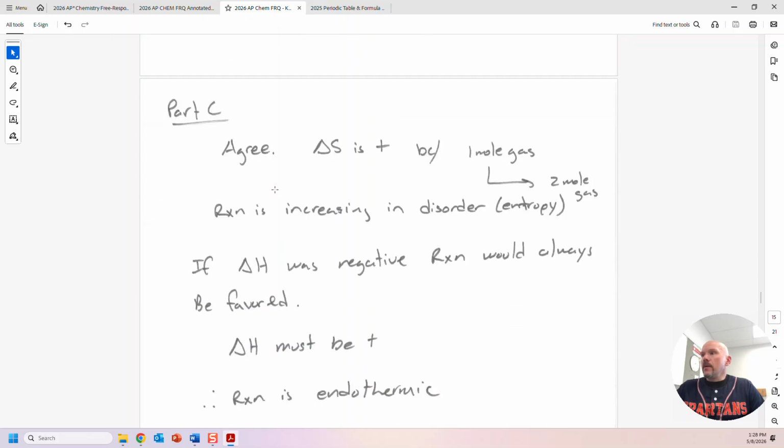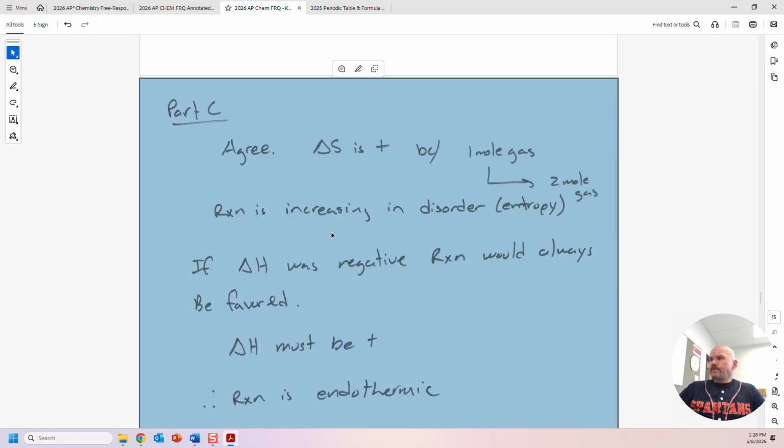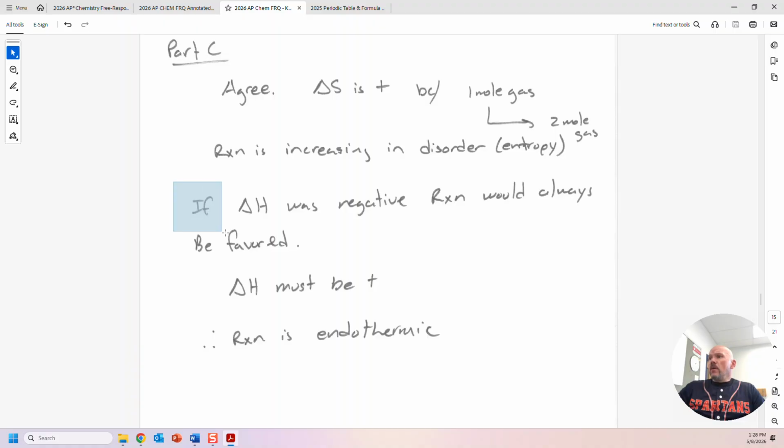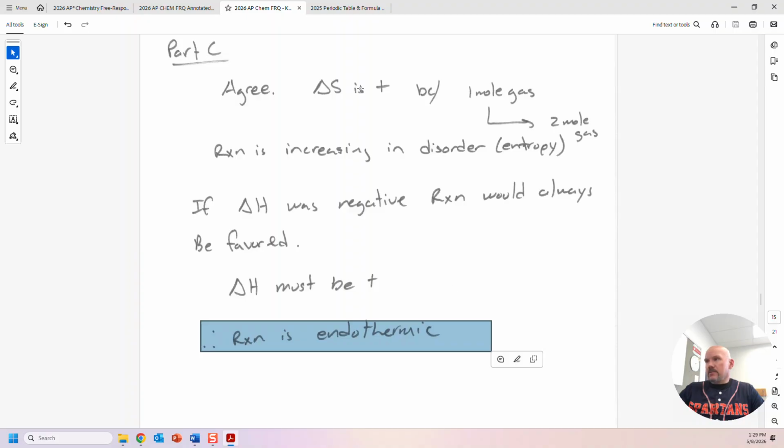So it's going to be agree because we know that delta S must be positive. Why? Because the equation shows 1 mole of gas being converted to 2 moles of gas. That's an increase in randomness. More gas particles, more random, more disorder. Okay? So if delta H were negative, the reaction would always be favored. So delta H must be positive, and that means it's endothermic. So that's why we agree with the student. Okay.